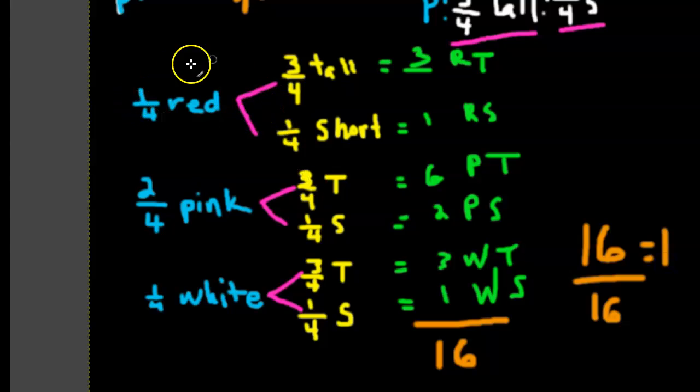So I'll go 1 times 3, 3. 1 times 1, 1. 2 times 3, 6. 2 times, again, just look at the numerators, times 1 is 2. I'm multiplying. 1 times 3 is 3. 1 times 1 is 1. And I added them up. I did do it right. I did get 16. And these are the different phenotypes: red tall, red small, pink tall, pink small, white tall, white small.